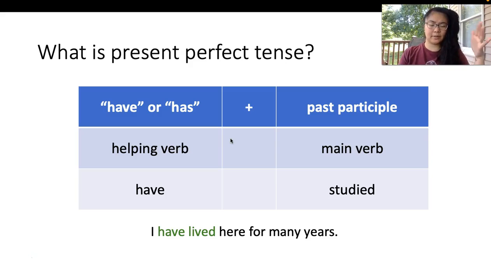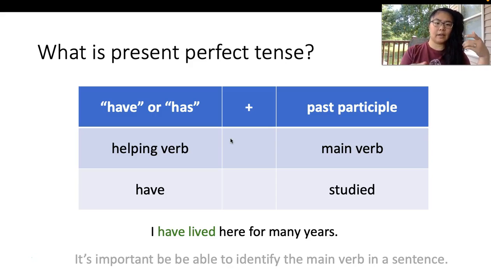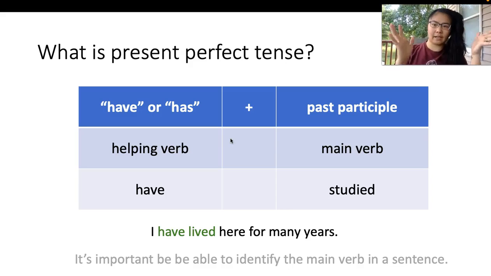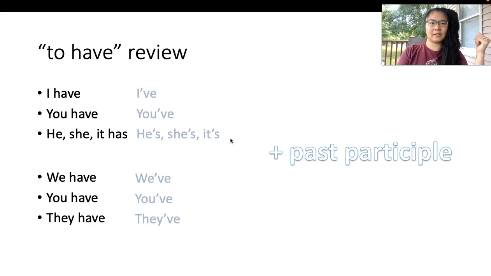I have lived here for many years. Have them identify which verb is which, the helping verb or the main verb. And then, again, identifying the main verb. So try to hit that nail on the head, because it helps with all the other verb tenses as well, or a lot of the other verb tenses.